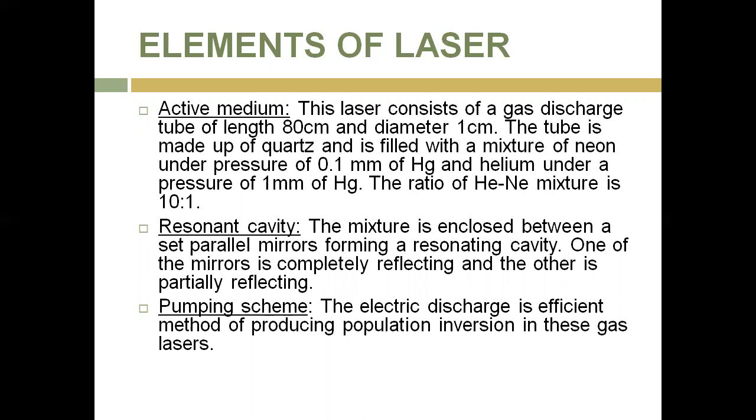neon, which are at a pressure of 0.1 mm of Hg for neon gas and 1 mm of Hg for helium gas. So the pressure of helium to neon will be in the ratio of 1 mm to 0.1 mm. And the volumetric ratio of helium to neon is, for every 10 helium atoms, 1 neon atom is taken. Out of this gaseous mixture, neon is responsible for the laser output.